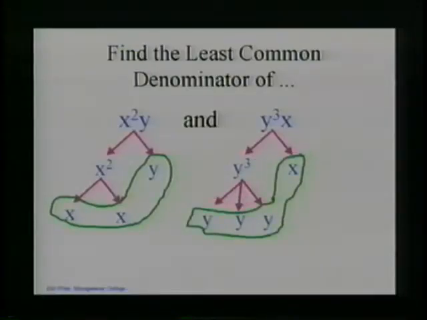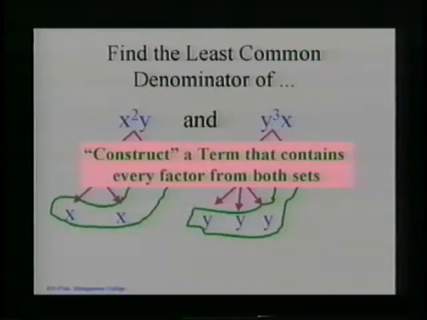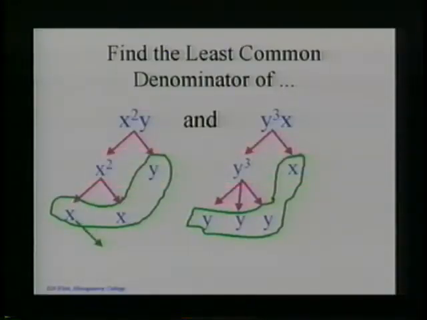Now what I want to do here is construct a term down here, the least common denominator, that contains both of these, this and this. I've got to make sure that everything's there. I need to make sure an x is there. I'll put it. Make sure this guy's there. I'll put it. So this first set is covered. Now, what about this guy? Well, he's already there, so I'm hunky-dinky.